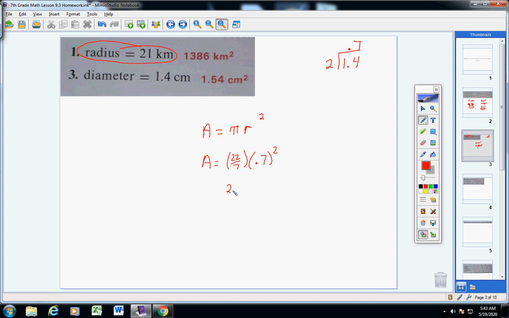So now I have 22 over 7 times 0.7 times 0.7, which times 7 is 49. Go over 1 to 2 decimal places. So I get 0.49 over 1. And that's okay. 7 goes into 7 once. 7 goes into 0.49, 0.07 times. And now 22 times 0.07.